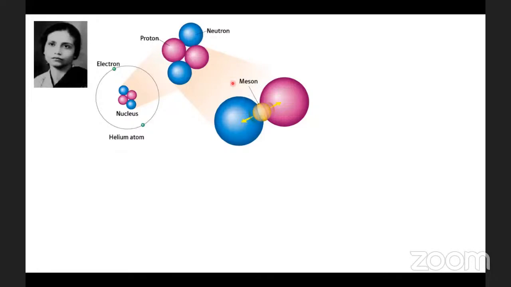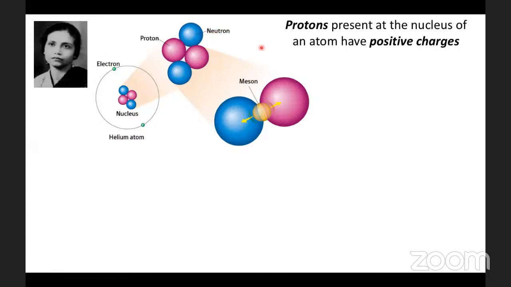To understand mesons, let us look at the nucleus of an atom. In the nucleus you have protons and neutrons. Protons all have positive charges, and we know positive charges repel each other, right? So two protons cannot be so close to each other. Yet in school we have studied that the nucleus is so tightly packed, when Rutherford bombarded alpha particles on a very thin gold sheet, most alpha particles went through because it is mostly empty. So how can two positive charges remain so close to each other?